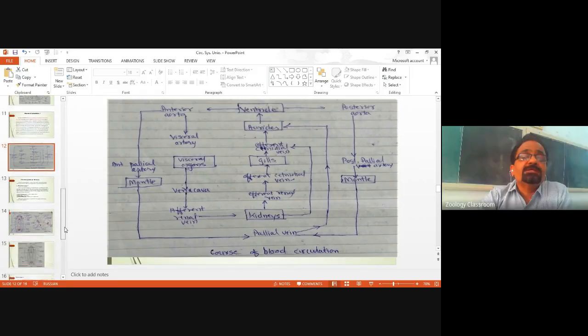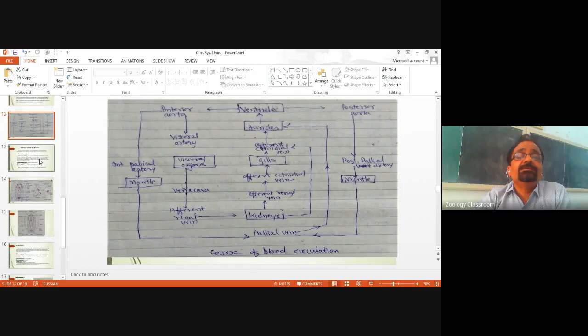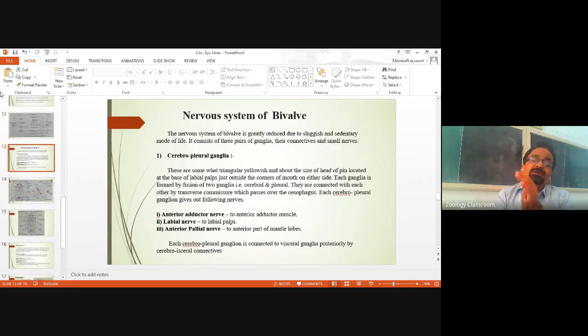Okay. So the next system is the nervous system of Unio. A very tiny system, but as far as the theory exam is concerned, it has very much importance. Nervous system, which is much reduced now because of the sluggish and sedentary mode of life. Because very sluggish movement is shown by the animal, the nervous system is also not much developed, but it is of ganglionated type.